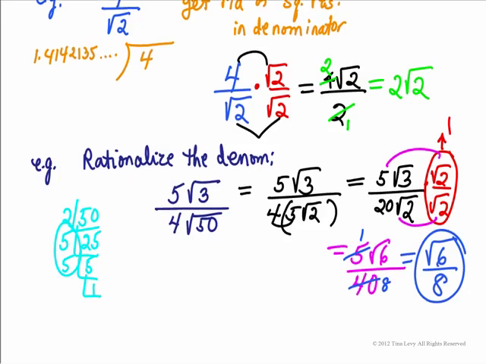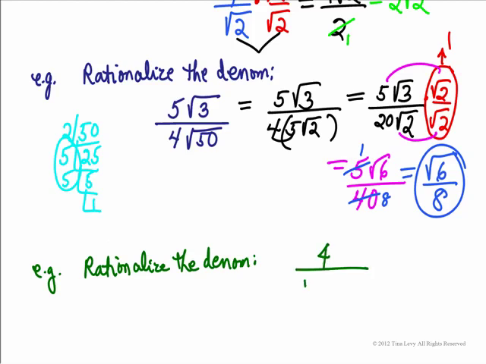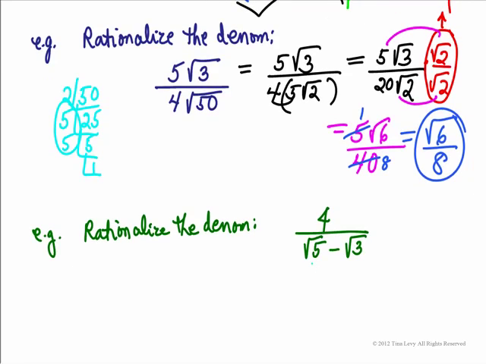We now are ready to do another kind of rationalizing the denominator. And I would say rationalize the denominator. And it might be 4 divided by square root of 5 minus square root of 3. This is a little more complicated. We don't just have one radical. We have radical 5 minus a radical 3.